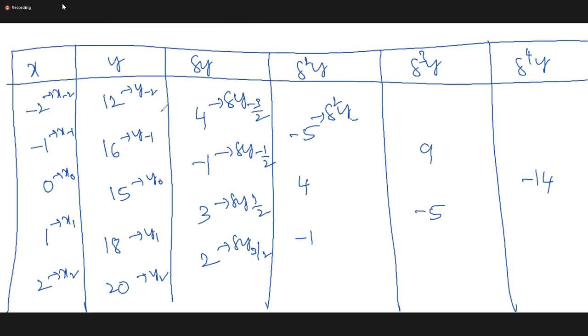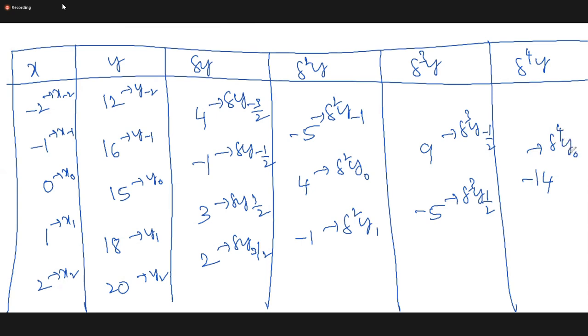Small delta square y is -1, then 0, then 1. The small delta cube y is -1/2, and this is small delta cube y, 1/2. This is small delta power 4 y, 0.